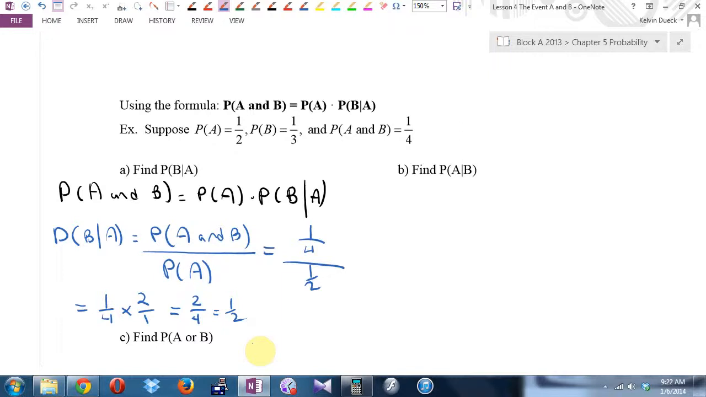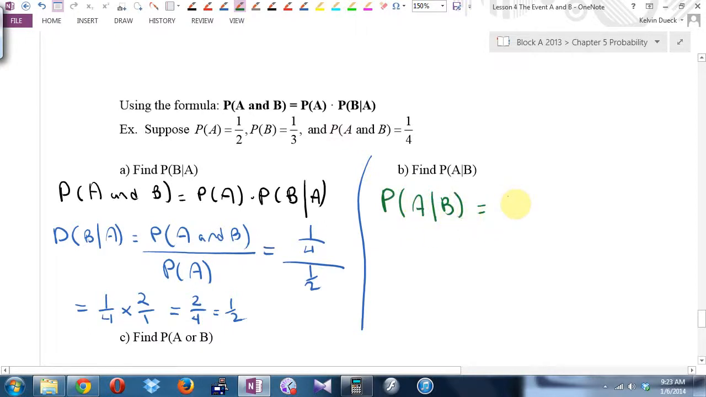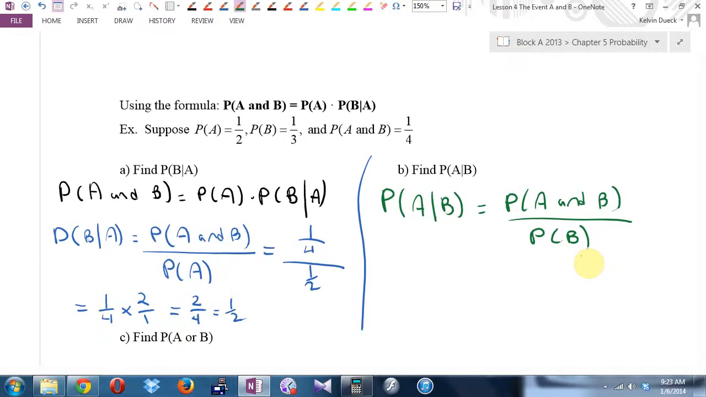Ooh. Christina, what's B asking me to find? The probability of A what? What's that vertical line mean? Help her out, folks. Given that B has occurred. Okay? It looks like they've just switched these two letters around. To solve the probability of A given B, that's going to be the probability of A and B divided by the probability of B. It's almost exactly the same equation, except here the given was A, that went on the bottom. Here the given is B, that goes on the bottom. We're going to do a whole lesson on this, so don't freak out, but I'm sneaking it in right now.